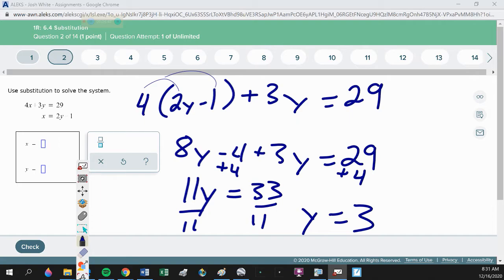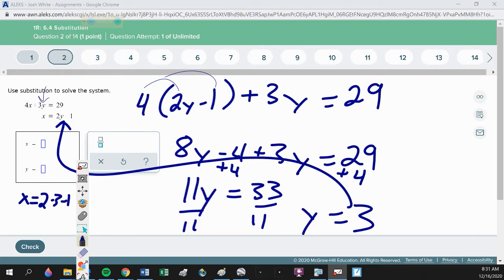Now I need to plug in 3, but one of the equations is easier than the other. Which equation do I want to use? The bottom one. I could plug 3 in here, but then I have to do a lot of work to get x by itself. If I plug the 3 into this one, it's not going to take very much work to figure out what x is. So x is 2 times 3 minus 1. 2 times 3 is 6. 6 minus 1 is 5. So my answer is x equals 5, y equals 3.